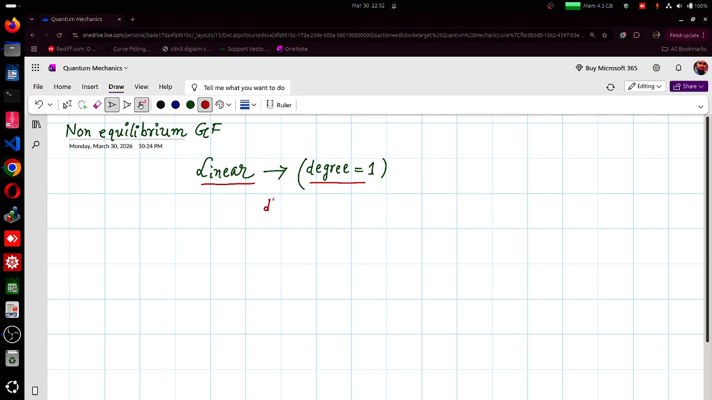Suppose we take an example: d2y/dx2 plus some f of x equal to some g of x. What is this? It is an inhomogeneous linear differential equation. Why inhomogeneous? Because the right hand side is not equal to 0, rather it is a function of x, and its degree is 1 and order is 2, right?